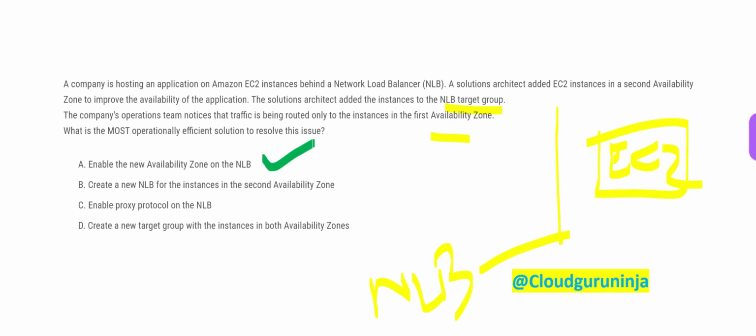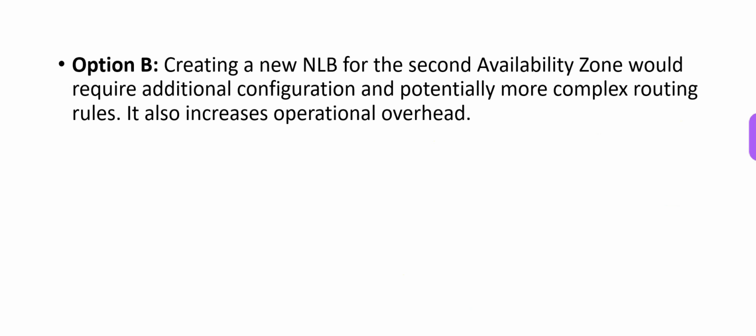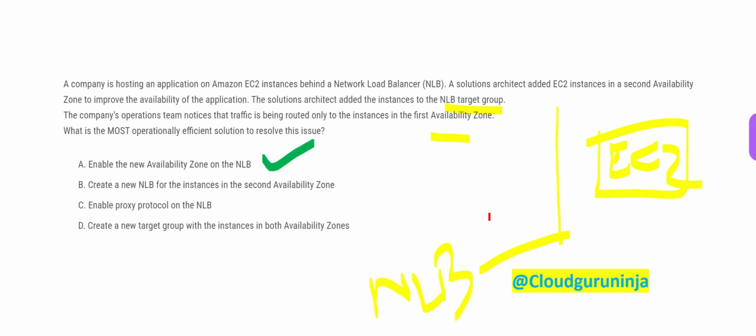So this is correct. This is our answer. But let us look at other options and why they are wrong. Option B. If you create a new NLB, the first issue is that it is not operationally great. It's the operational overhead. Why? Because you will have to do additional configuration and set up a more complex routing rule. So this is not good compared to option A.